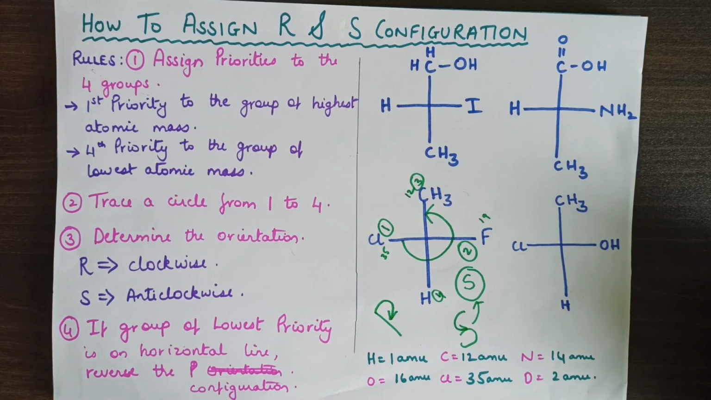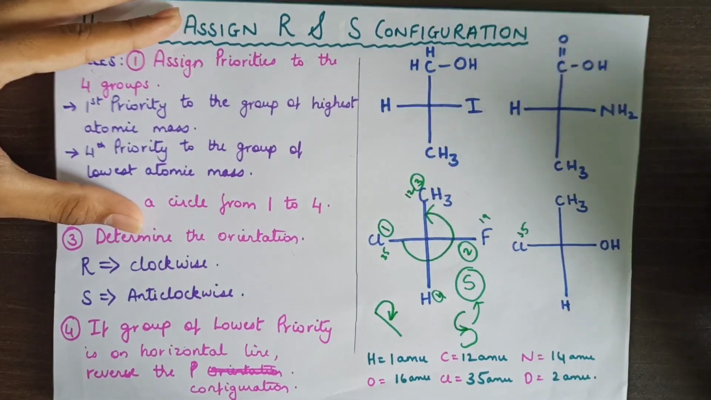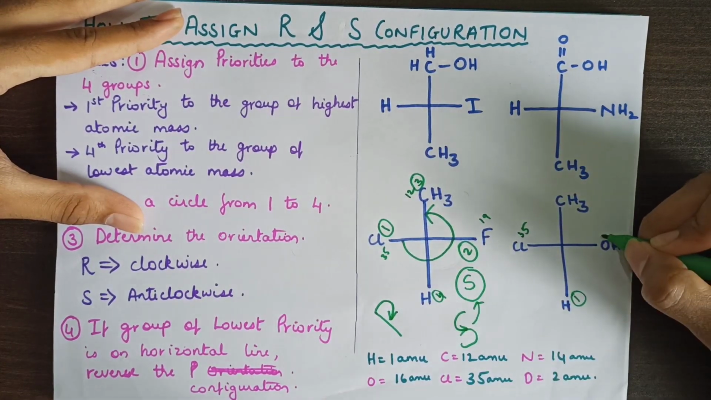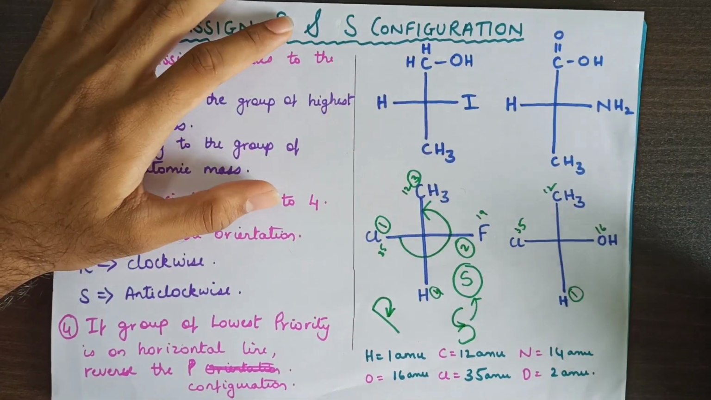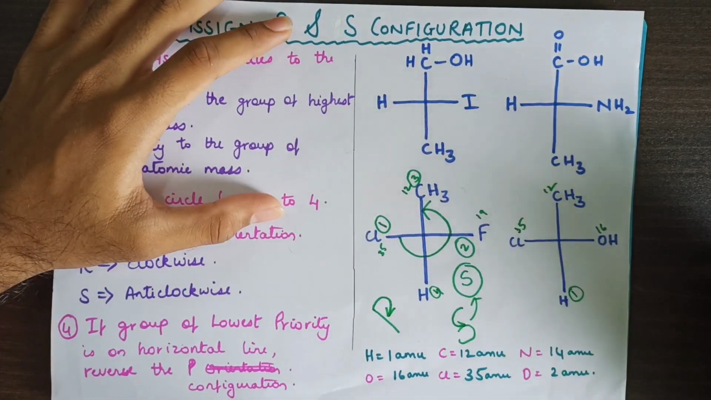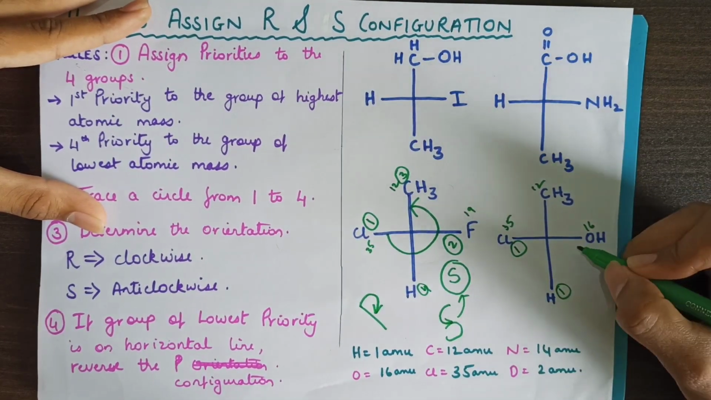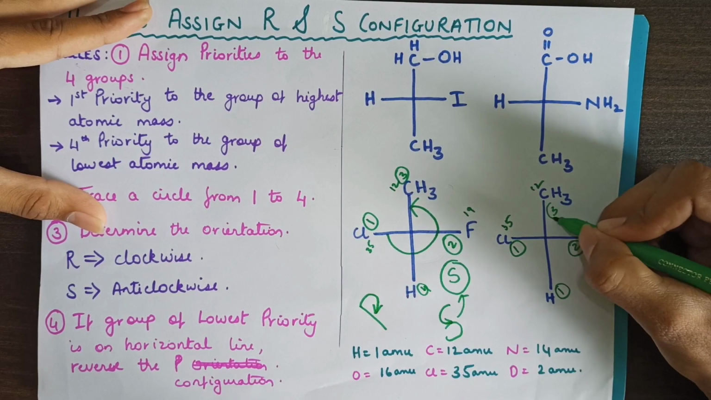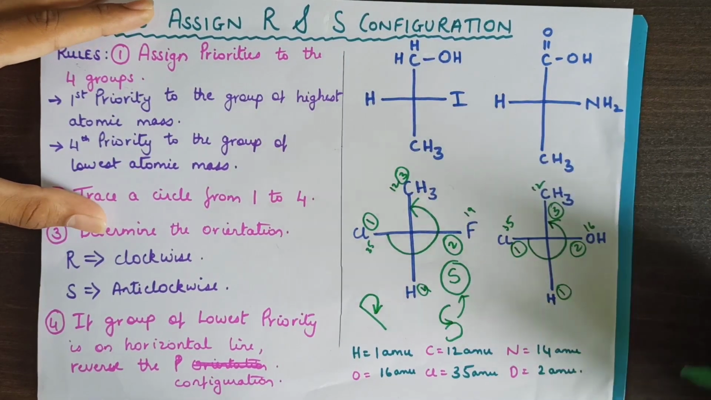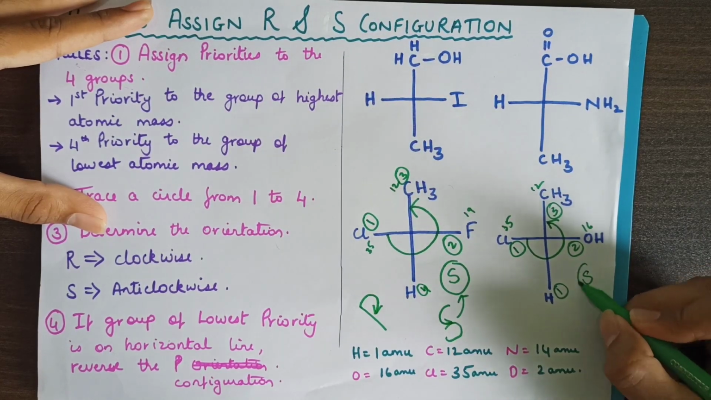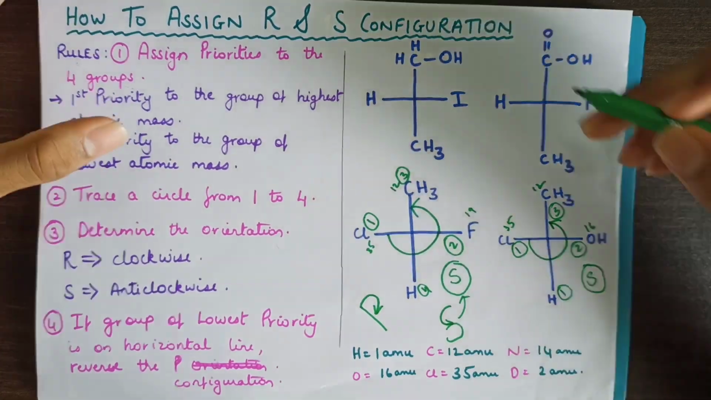Now let's do the second example. The atomic mass of chlorine is 35. Of hydrogen it's 1, oxygen it is 16, and carbon it is 12. So let's draw the circle again. So we'll start with chlorine, which is first highest priority, then go to oxygen second, then carbon third. So we trace the circle like this. Again, we are getting the anti-clockwise direction, which is the S configuration. Alright. Now let's go to this example.